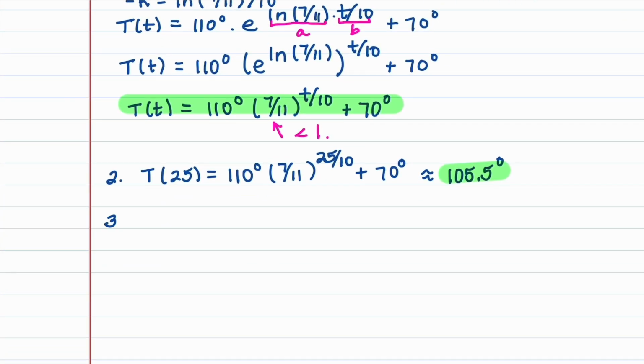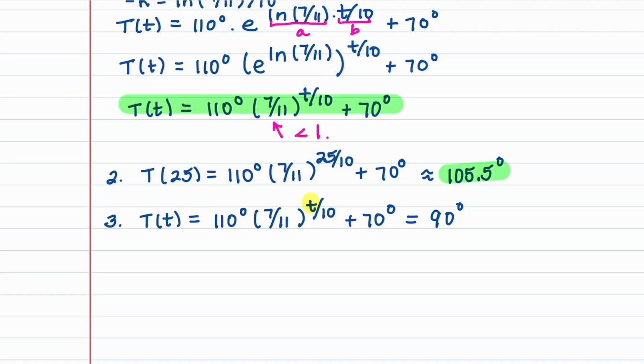Let's now look at our third question. That one's a little bit harder. This question is asking, at what time is the temperature of the coffee equal to 90 degrees? So what we're going to have to do is take our expression for our temperature. It's highlighted up there in green. It's 110 degrees times 7 over 11 to the t over 10 plus 70 degrees. And we're going to set this equal to 90 degrees. What we have to solve for then is little t.